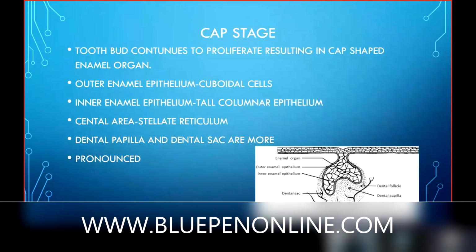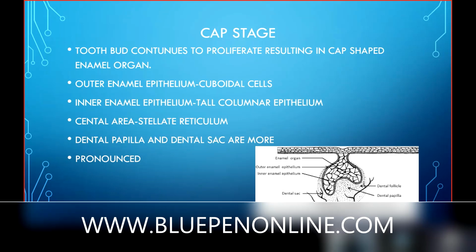So coming to cap stage. Now here the bud has undergone proliferation to form a cap. It is slowly taking the shape of the tooth. The tooth bud continues to proliferate, resulting in a cap shape. In the bud stage you had only peripheral and central cells.